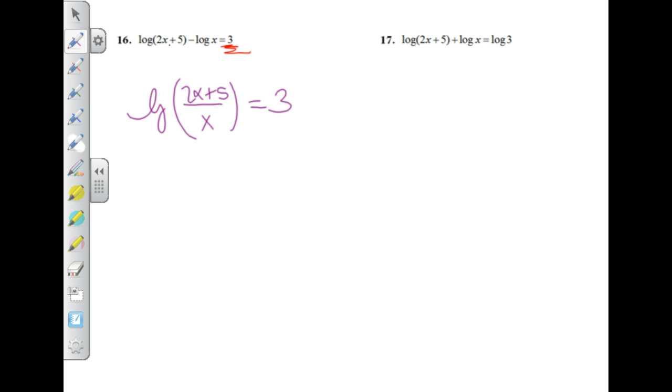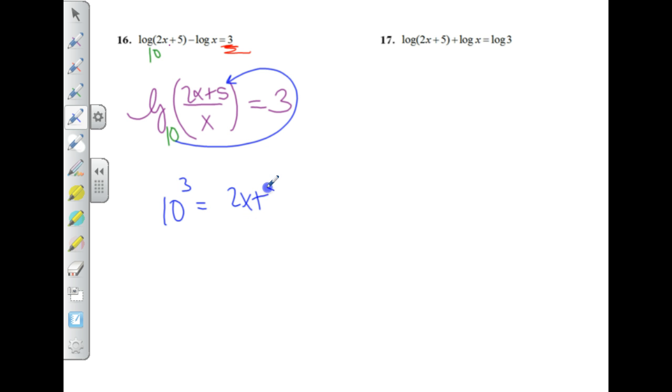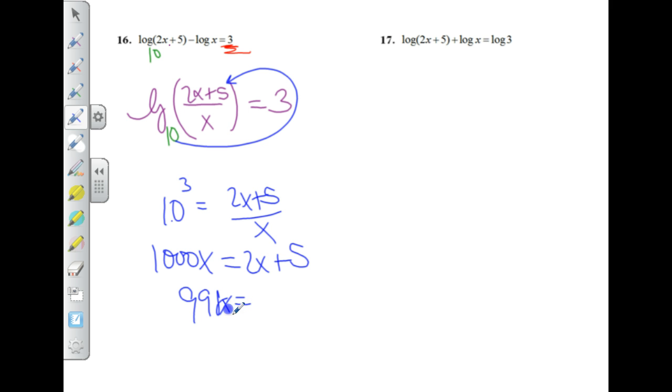Over here I can't drop a log, but I can undo the log. Remember, if I didn't write the base, we know that it's base 10, and now we can do the fishhook definition. 10 cubed is equal to 2x plus 5 divided by x. Well, that's 1,000. I'll multiply both sides by x and get 998x is equal to 5, so x is not pretty, but I'll leave it, 5 over 998.